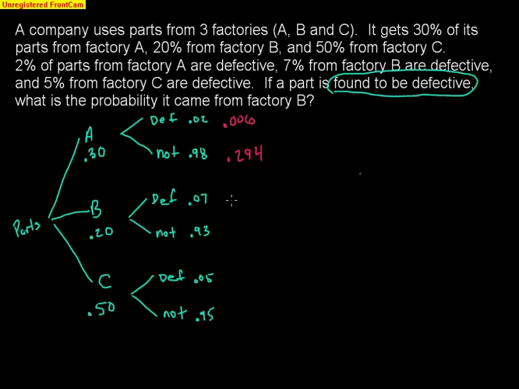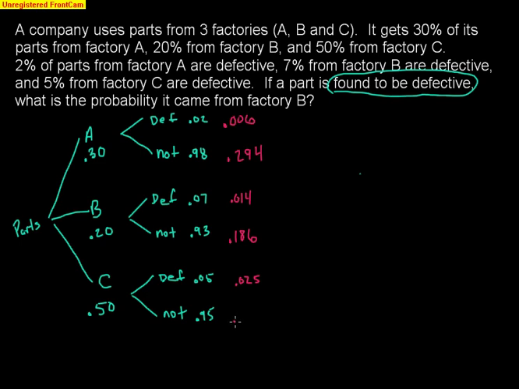B and not defective is 0.2 times 0.93, which is 0.186. Okay, and then C would be 0.50 times 0.05. That branch would be 0.025. And then finally 0.5 times 0.95. That branch for C and not defective would be 0.475. So you kind of get the idea.